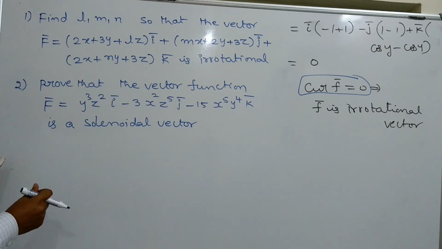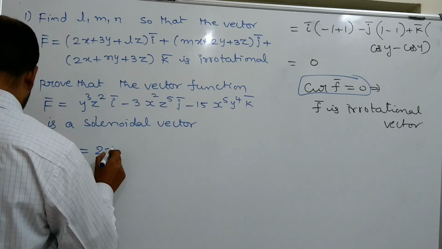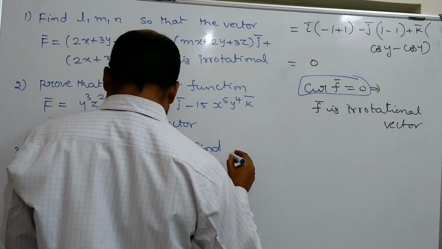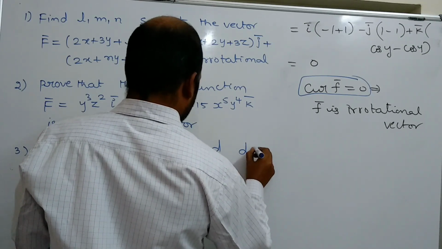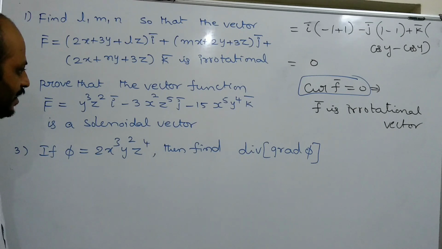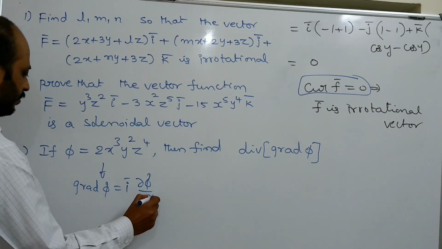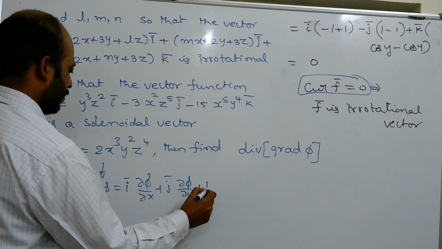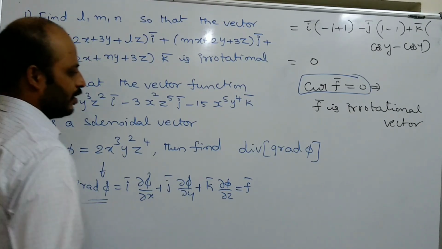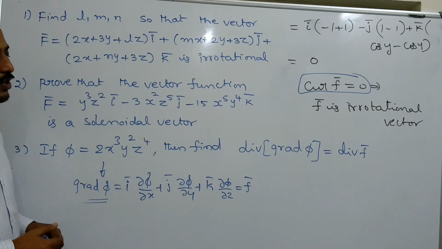And the next one: if phi is equal to 2x cube y square z power 4, then find divergence of grad phi. Please observe that for divergence of grad phi, first you have to find grad phi. The formula for grad phi is i bar into dou phi by dou x plus j bar into dou phi by dou y plus k bar into dou phi by dou z. Let it be f bar. Grad phi becomes f bar, so the problem becomes div f bar. Simple. Both the formulas you know. Try to solve these three problems. Keep learning.